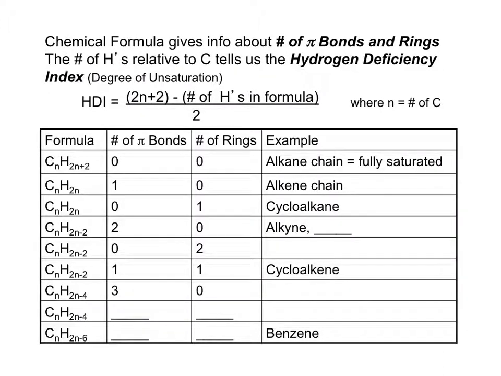Let's say you're in the lab and you make a new compound. You do an elemental analysis of the compound to get a chemical formula. The hydrogen efficiency index tells us the number of pi bonds or rings or both in that compound. So we can use this formula to figure out the hydrogen efficiency index, and then use this table to figure out the number of possible pi bonds or rings in your compound.